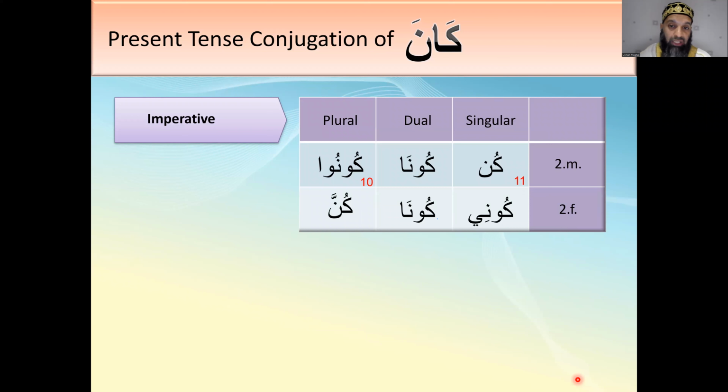Right. What does kana mean? Kana means to be. So kana means he was. So they all have to do with be. So I should maybe put that in somewhere, shouldn't I? So kun means be. Masculine, I'm saying it to a brother. Be. Kuna, you two be. And kunu, you all be. So in the past, we would say he was. You know, he be, but in the past, so he was. In the present, it's to be.